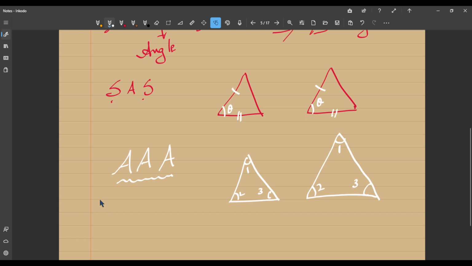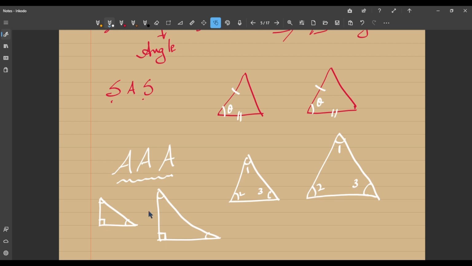Let me take an example for this. Maybe I have a right angle triangle, right angled here, 90 degrees, and another right angle triangle, 90 degrees here, and I assume that this is 45 and this is 45. These two angles are 45 degrees each. Still, I cannot ensure that the sides are equal. I cannot ensure that the sides are the same.